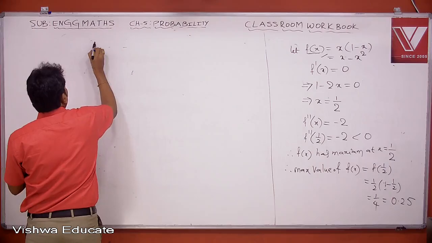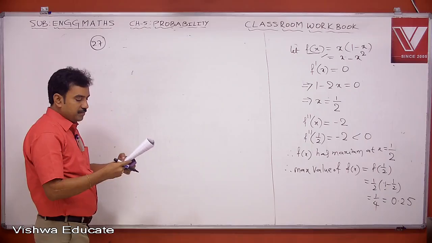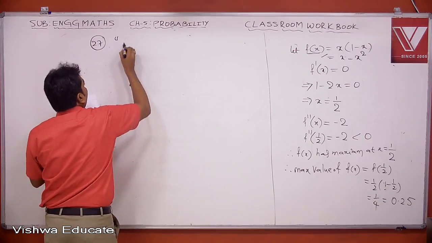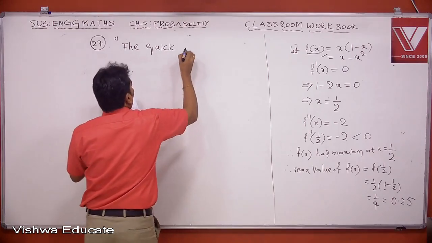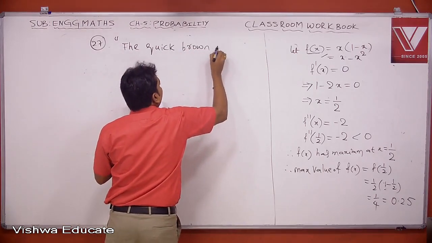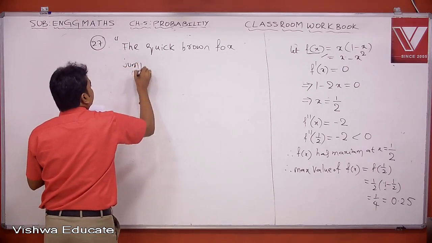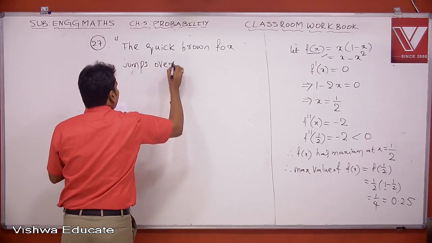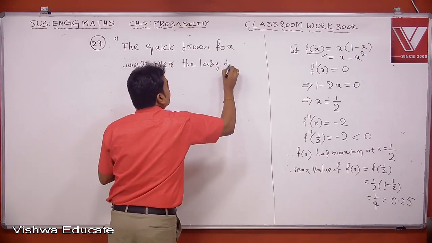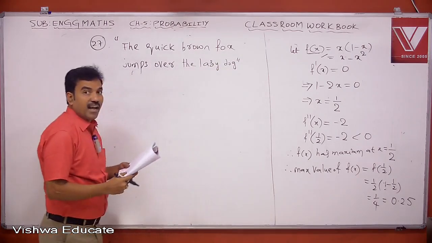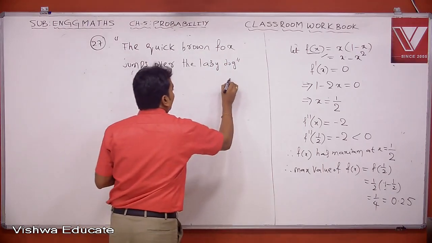Number 27. Each of the 9 words of a sentence. What is the sentence? The quick brown fox jumps over the lazy dog. So each of the 9 words: 1, 2, 3, 4, 5, 6, 7, 8, 9. So we have totally 9 words.